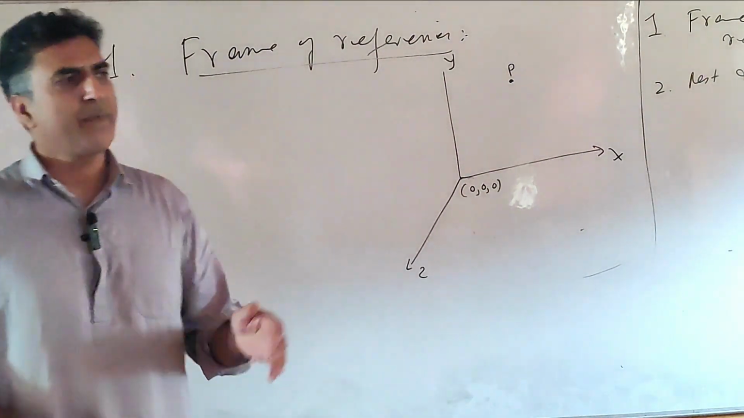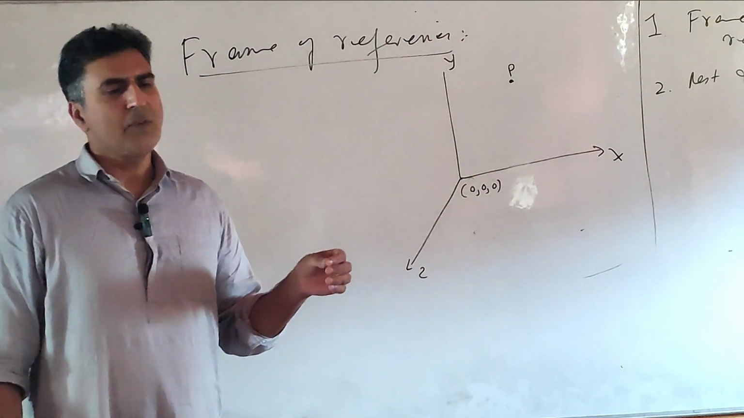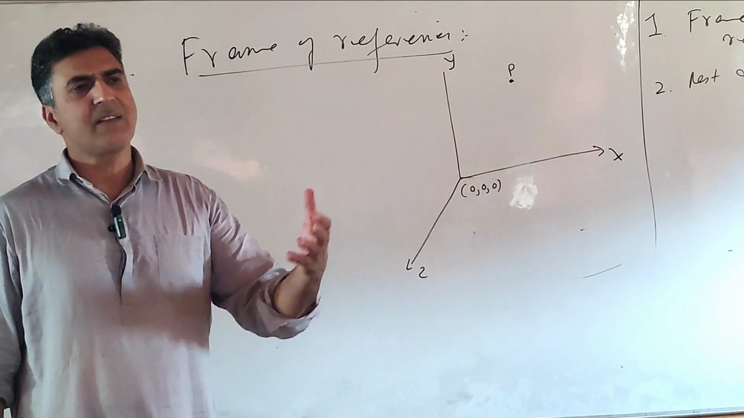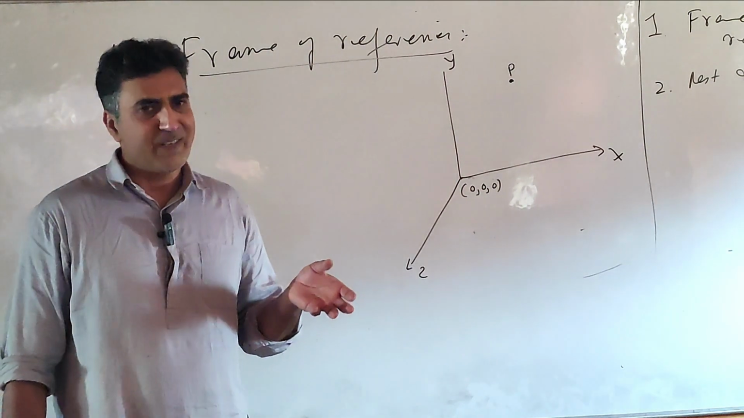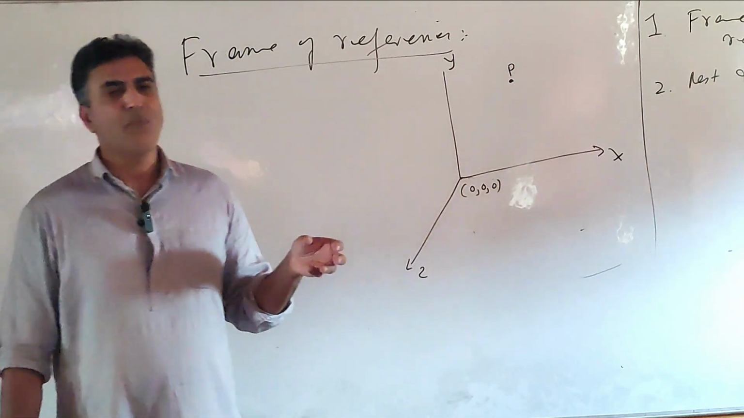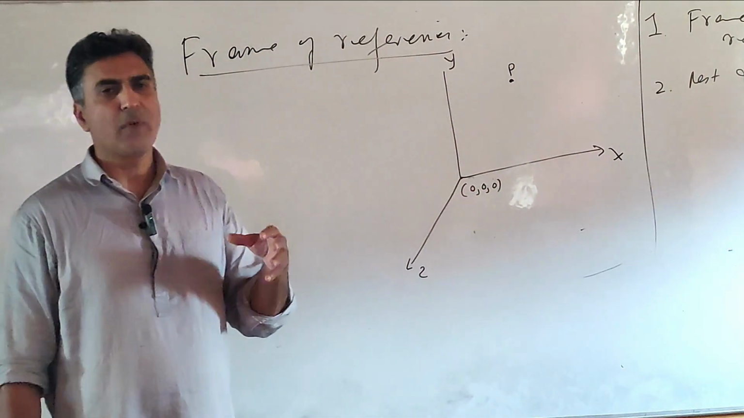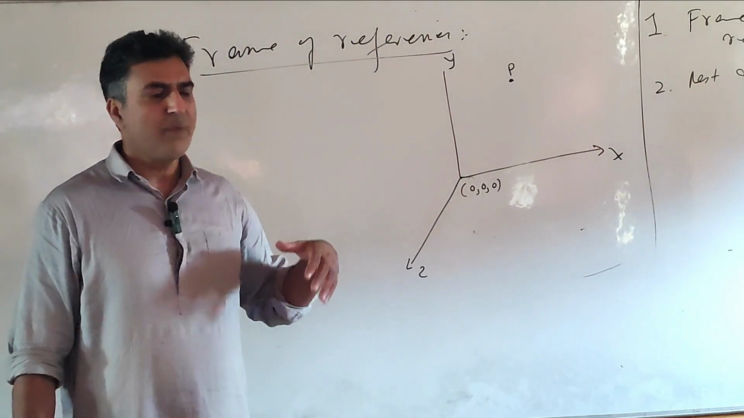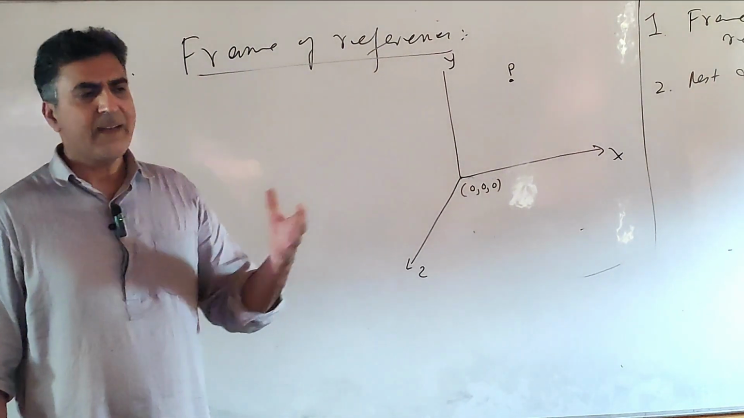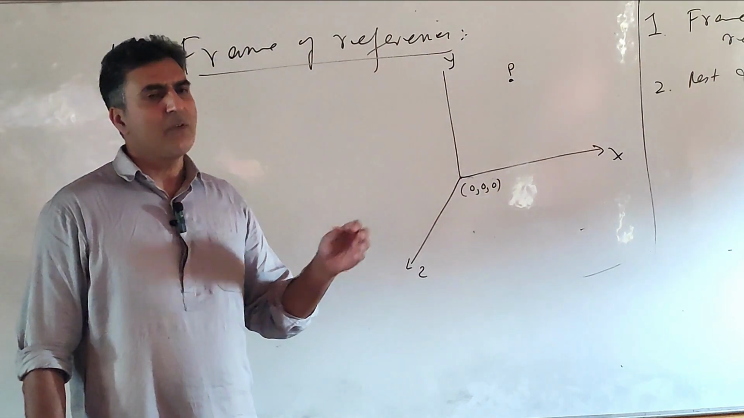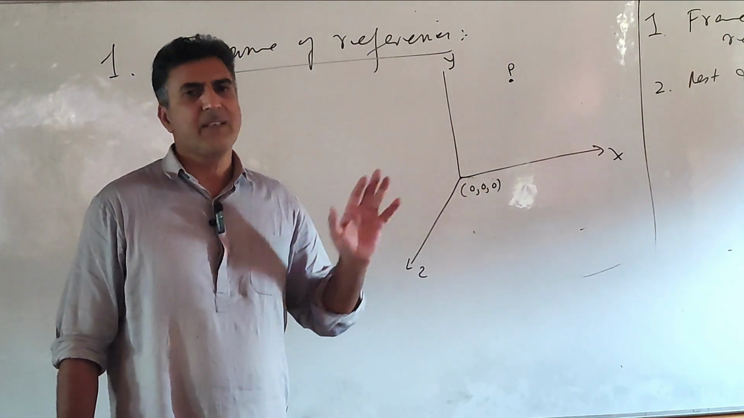Point object को define करते हैं अगर ये particle जो है, object जो है, if it travels a distance larger than its dimensions, then we say it is a point object. So we have to watch its activity first. So if it moves a larger distance and that distance compared to its dimensions is very large, then we say it's a point object.